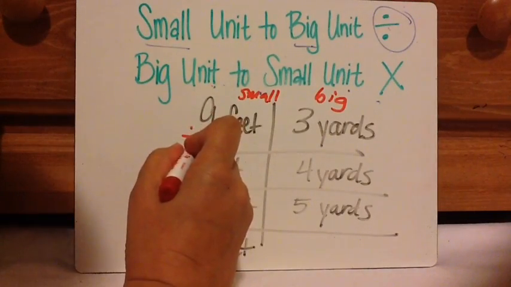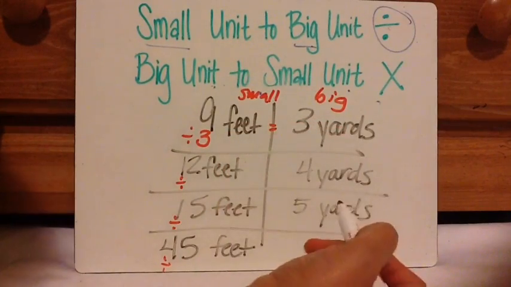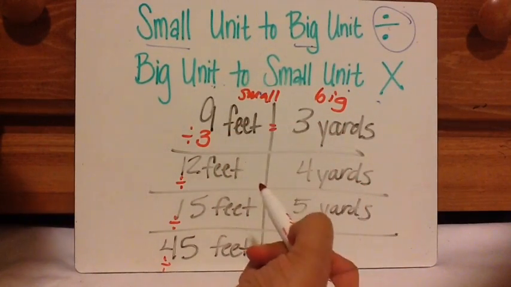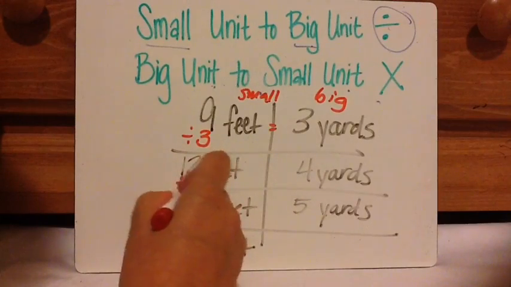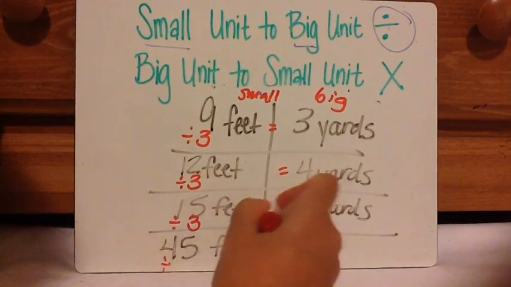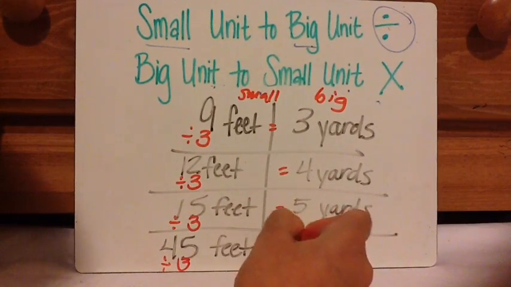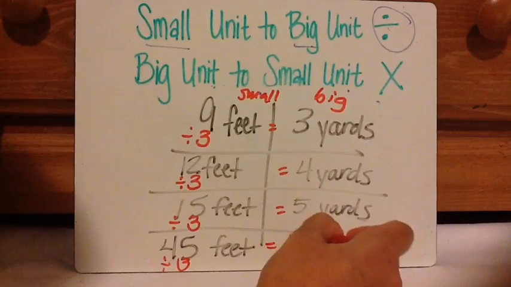So if I have 9 feet, I'm going to see how many times 3 can go into 9, and that equals 3. So I can get 3 yards out of 9 feet. 12 divided by 3 would give me 4 yards. 15 feet divided by 3 feet equals 5 yards. 45 divided by 3 feet equals 15 yards.